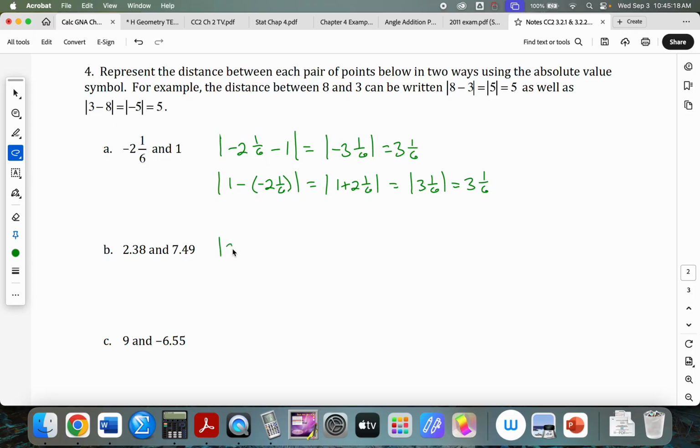For this one, I can do 2.38 minus 7.49. So to find that value, I need to take 7.49 and subtract 2.38 because those are working against each other. This is the absolute value of -5.11. Oops. Not a parenthesis, absolute value. That's 5.11.